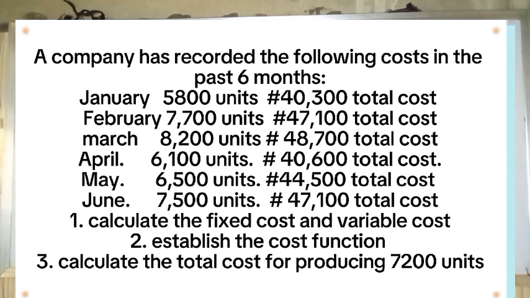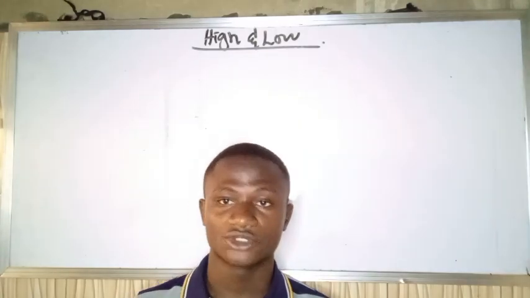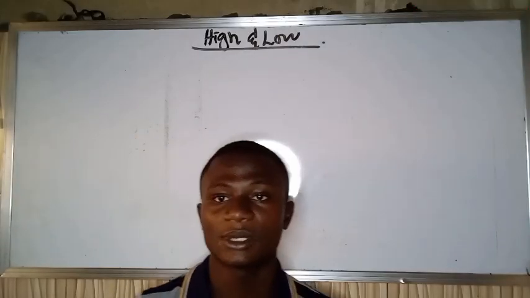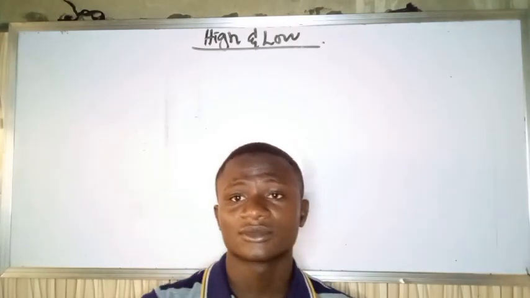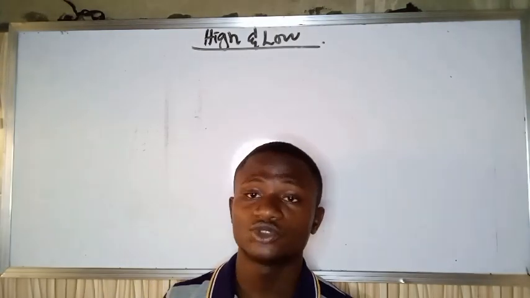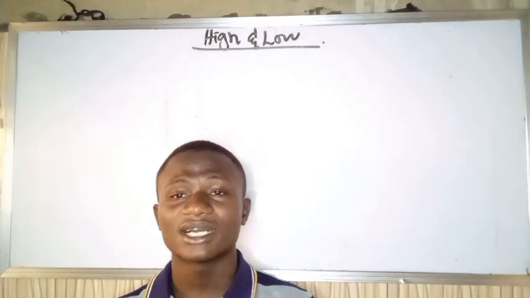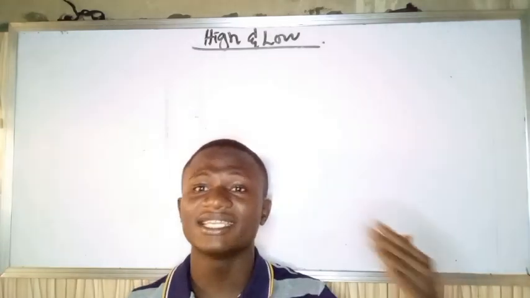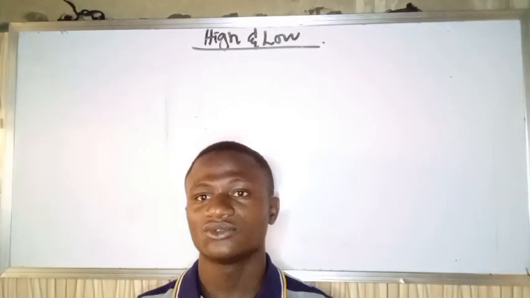So they told us to calculate the fixed and variable costs and also establish a cost function. How are we going to go about solving this question? If you want to solve this question, the first thing you need to note is you need to look for the high level of activity and the low level of activity.